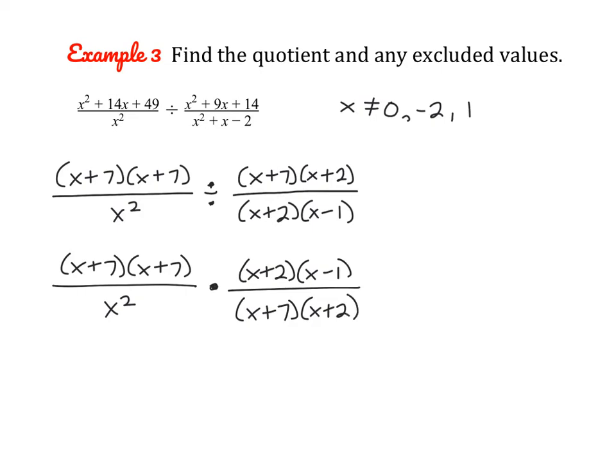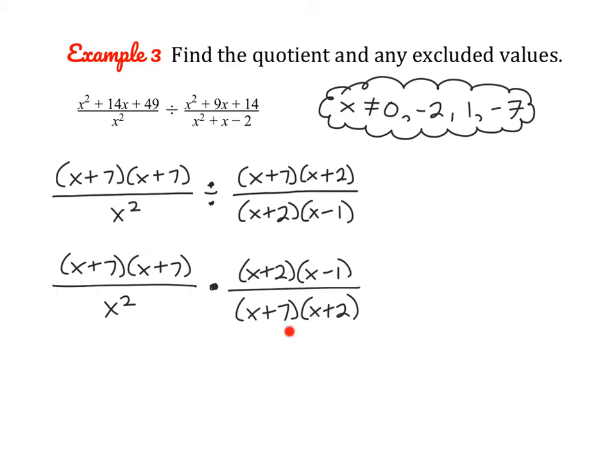And when we do that, it actually creates a fourth excluded value. We see that also x cannot equal -7. Here, -2 was already included. So this is our complete list of excluded values. So don't forget to list them before and after you multiply by the reciprocal.